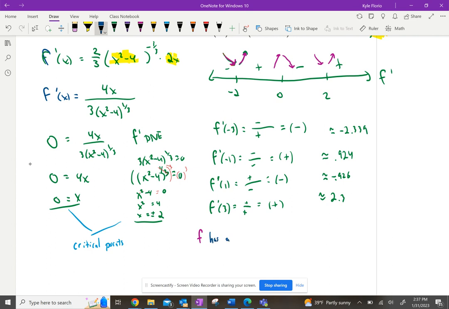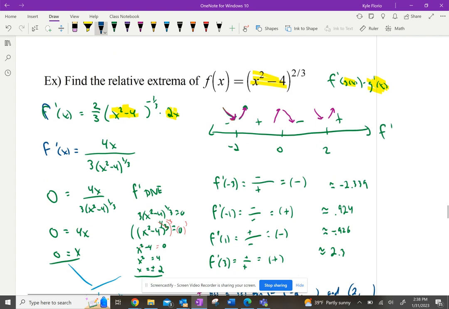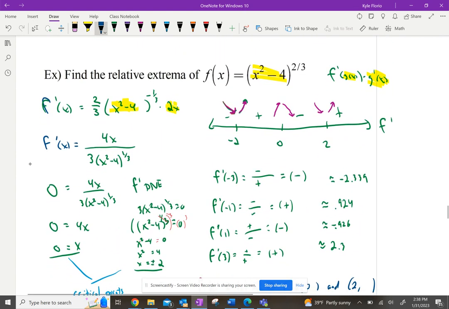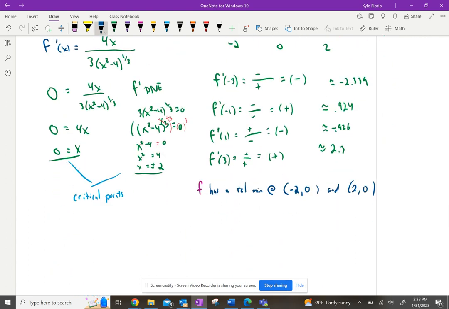So f has a relative min at negative 2 and 2. So negative 2, comma, and positive 2, comma. What's the value of the function at negative 2 and 2? I just have to put negative 2 and 2 into this function and see what I get. Negative 2 squared is 4. 4 minus 4 is 0. 0 to 2/3 is 0. If I plug in positive 2, 2 squared is 4. 4 minus 4 is still 0. 0 to the 2/3 is still 0.